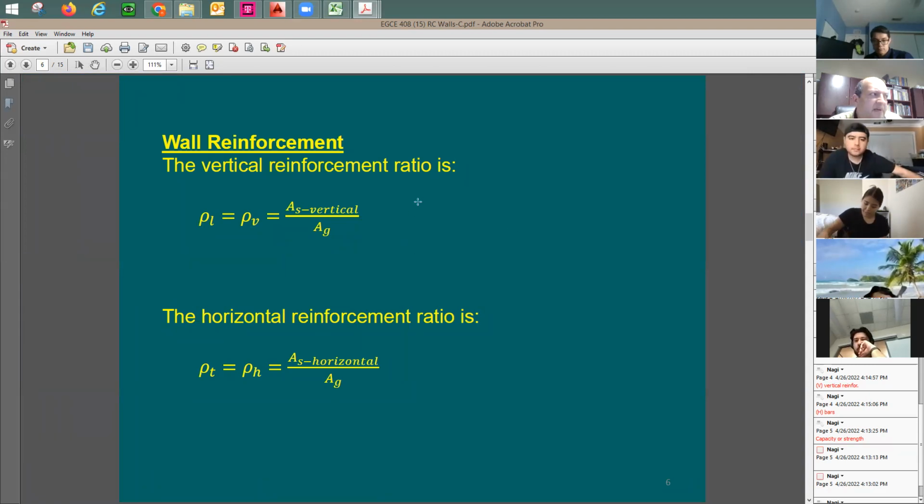So let me put this down here. Reinforcement ratio, unitless. It's going to be for both, right? Doesn't have any units.